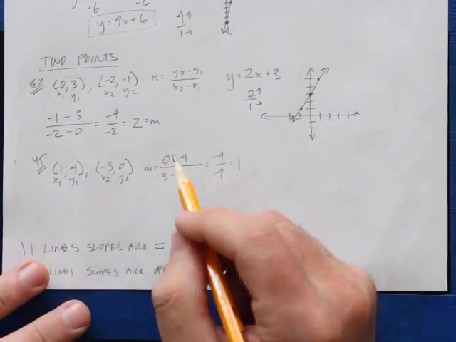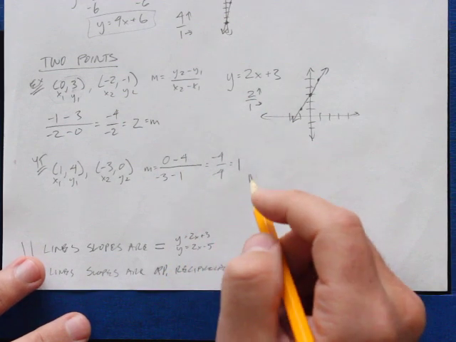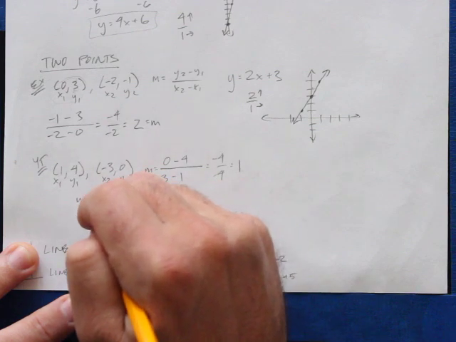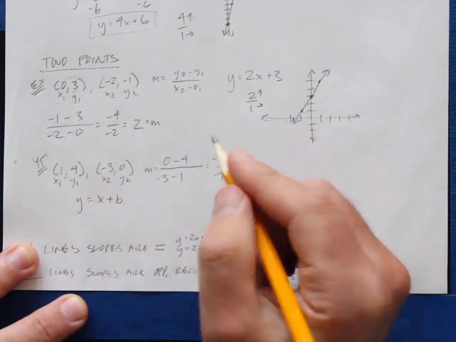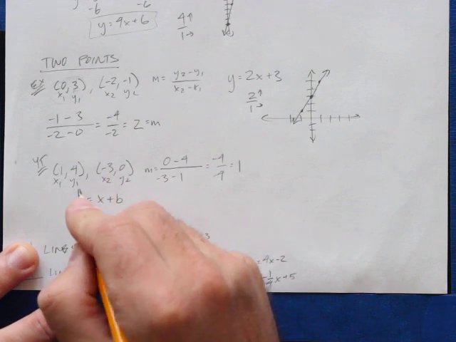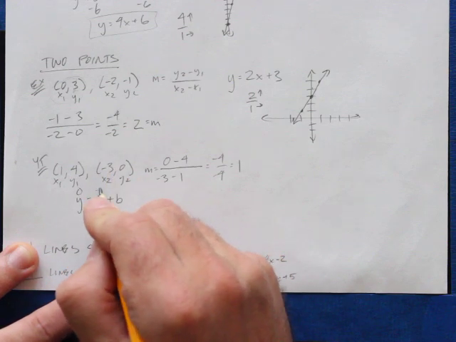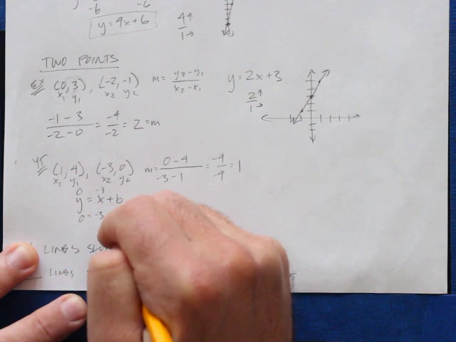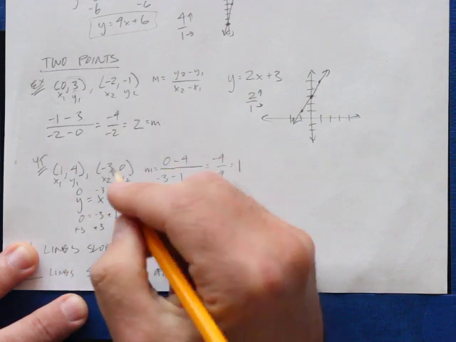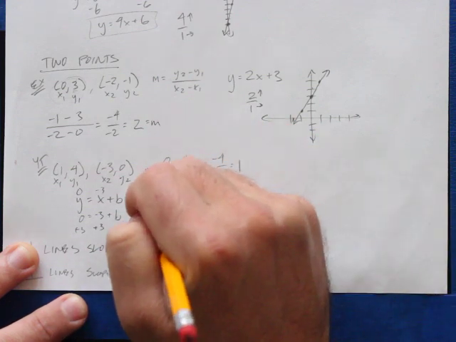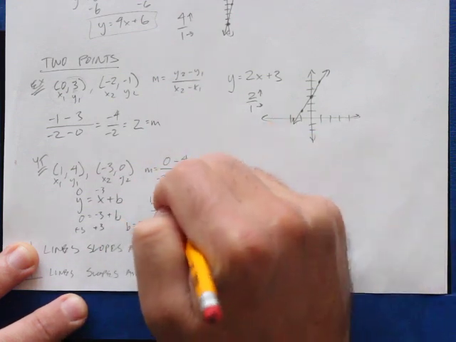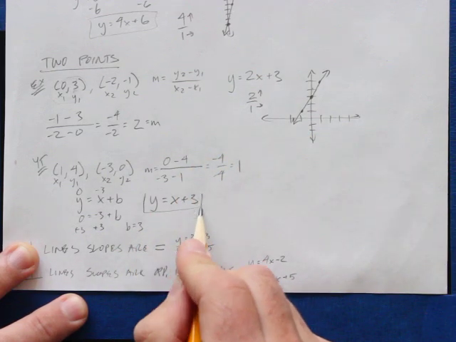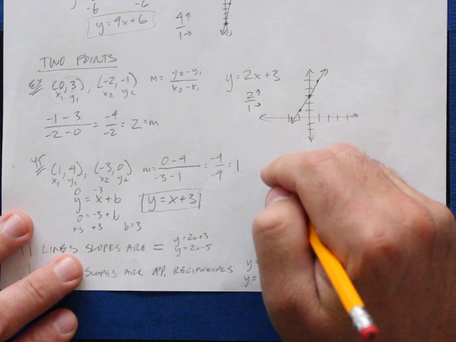Now I'm going to find my y-intercept. I'm going to say y equals my slope, which is 1, times x plus b. I'm going to plug in this one, my y2, which is 0, and my x2, which is negative 3. And so I have 0 equals negative 3 plus b. Add 3 to both sides. b equals 3. My equation is y equals 1x plus 3. I don't write the 1 there because it's just x.